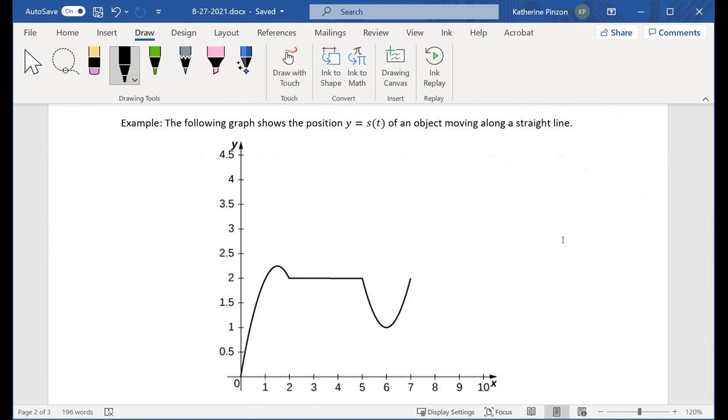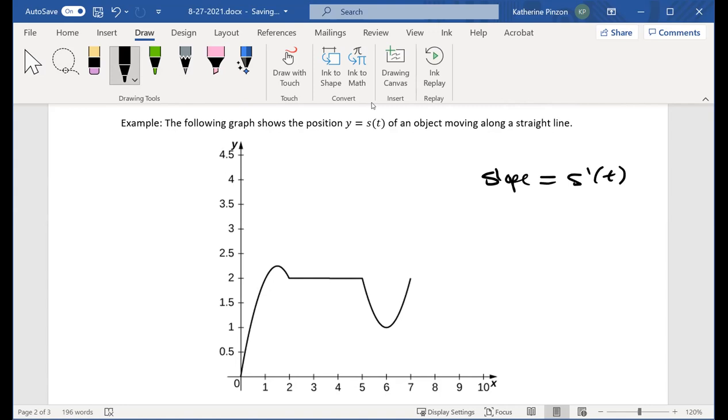What about this graph would tell me how fast the object is moving? The slope. The slope of this graph would tell me how fast the object is moving, right? The rate of change is the slope. So the slope is going to tell me how fast. Slope, which we call derivative, right? So s prime of t, yeah?